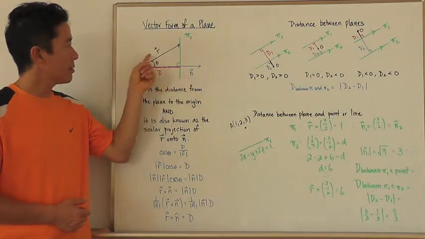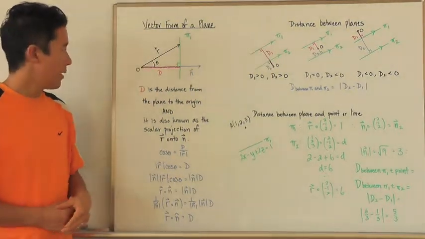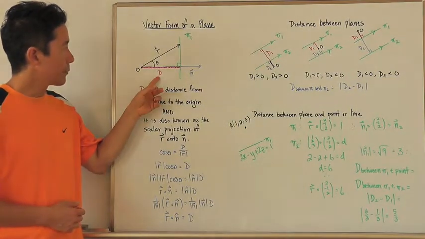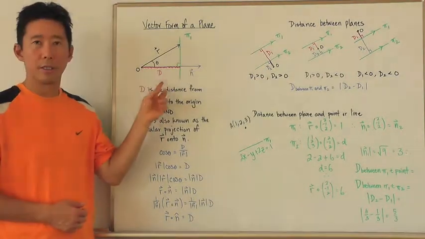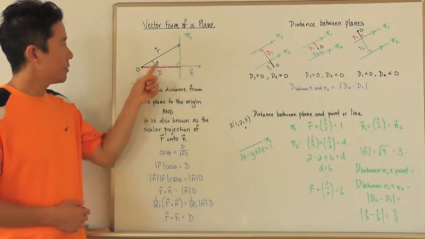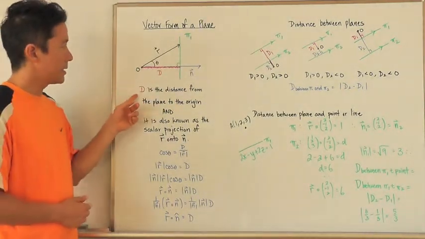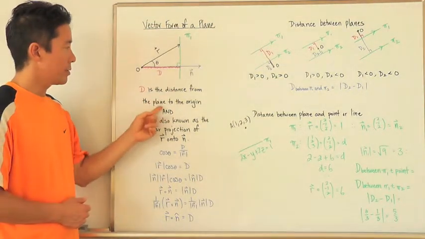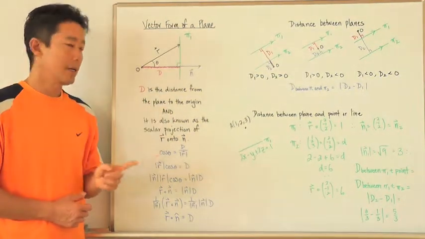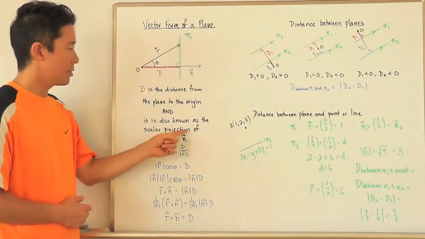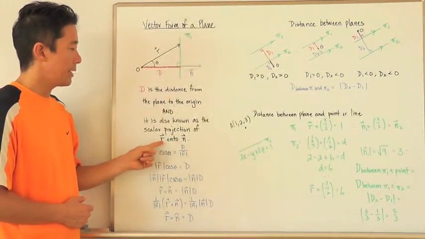Now we're also going to have theta, which is the angle created by the normal and the resultant. And what I have here is called d, which, if we take a look at this diagram, is the distance from the origin to the plane. Now, what we're going to say is this capital D is the distance from the origin to the plane, and it is also known as the scalar projection of r onto n.